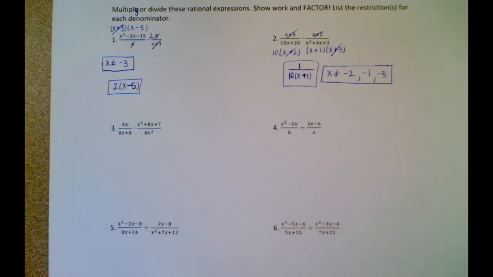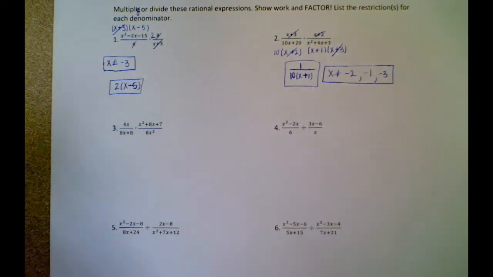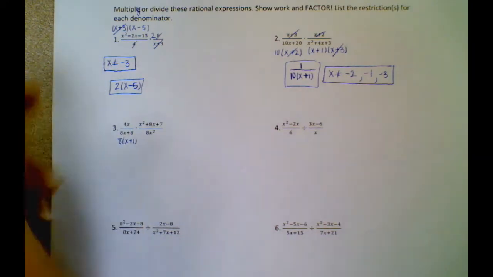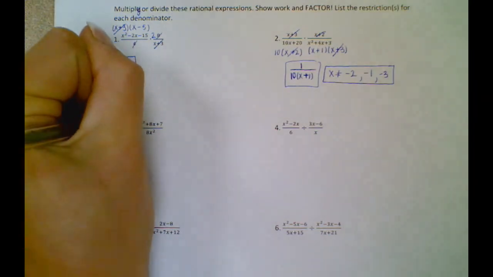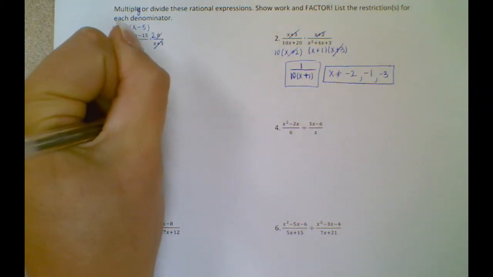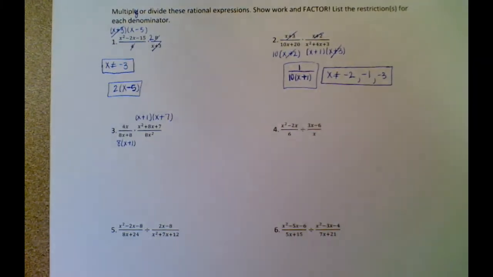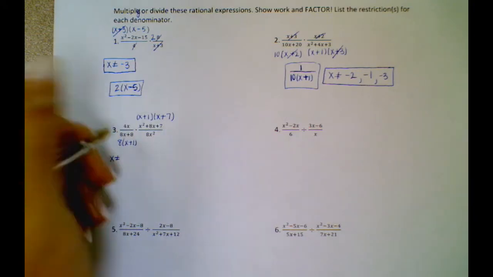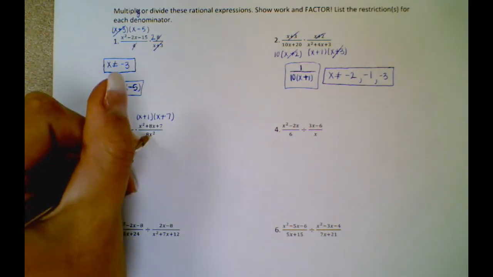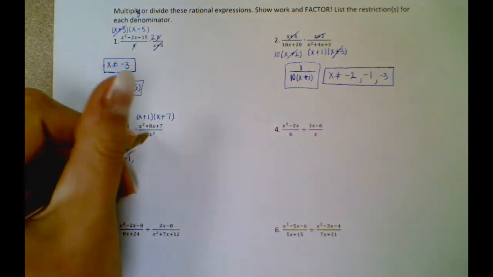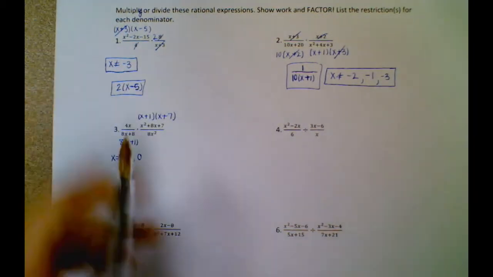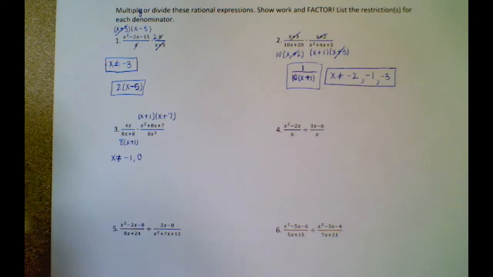All right, number 3, looks like we're still multiplying. Let's factor everything out first. I have a GCF of 8 here. That looks good. Let's factor this numerator out. X plus 1, x plus 7, it looks like. Yeah, that looks good. All right, so let's write our restrictions. X cannot equal -1. And if I plug a 0 in for x, 0 squared is 0, 8 times 0 is 0, so yeah, can't have a 0 there. That's where that 0 is coming from.